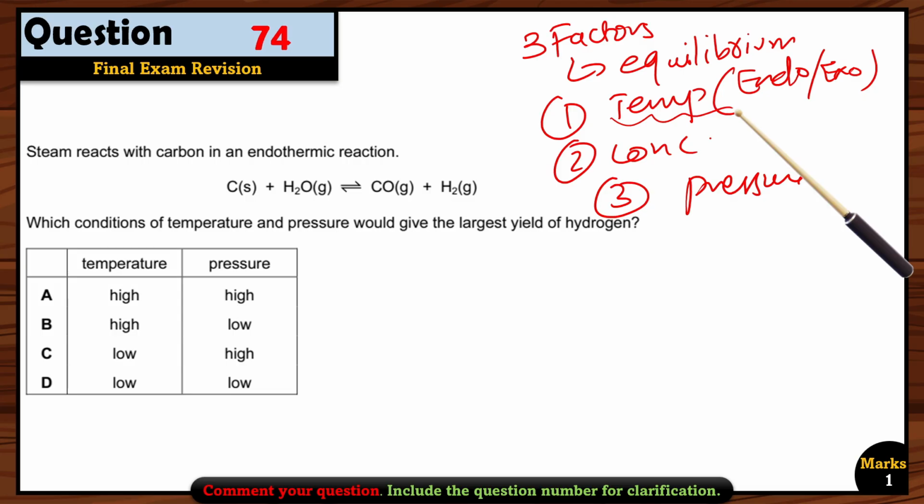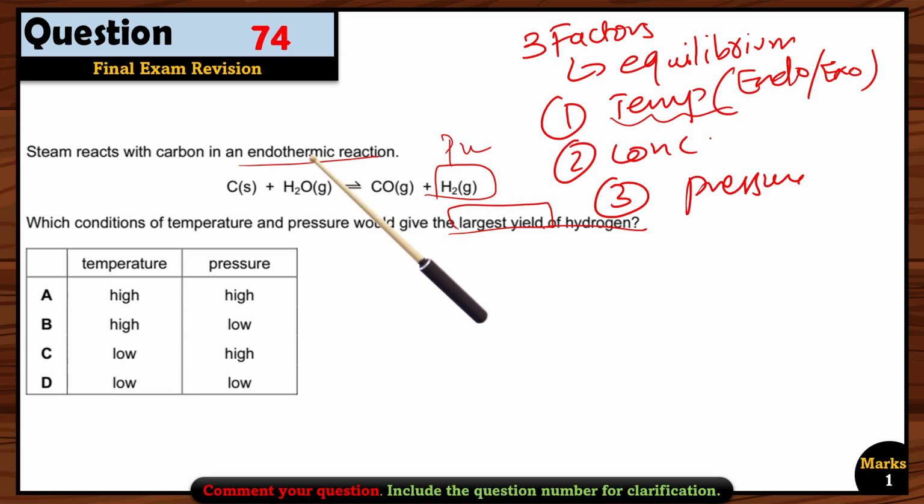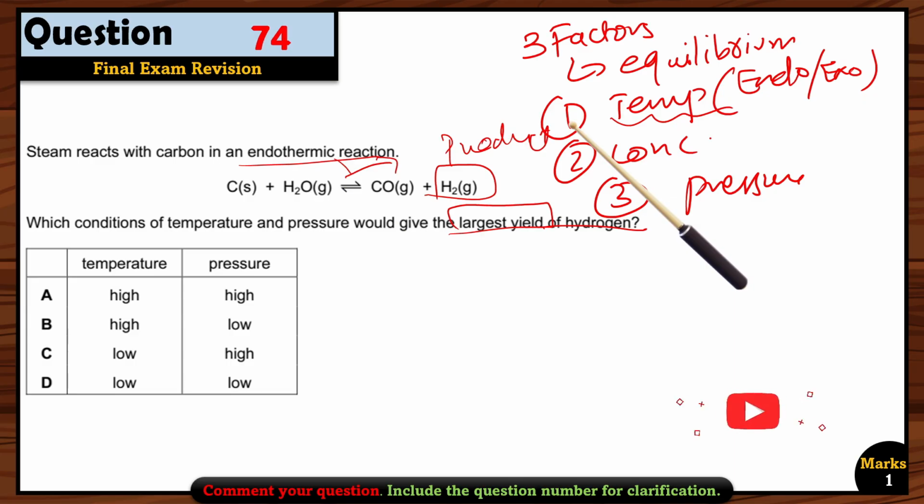You will get more yield of your product if the temperature is low for an exothermic reaction. So now let's see this condition. Which conditions of temperature and pressure would give the largest yield of hydrogen? Where is hydrogen? It is our product, and this reaction is endothermic. What does it mean? It means the forward reaction is endothermic. So endothermic reactions always like to have high temperature. They like to take the heat from their surroundings. So you have to provide high temperature for endothermic reactions so that you can get more product.